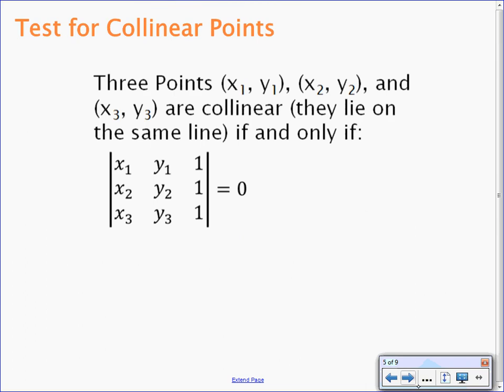So, if the determinant of x, y, 1, x, y, 1, x, y, 1, with a column of ones, if that determinant ends up being 0, then we know we have points that are collinear.